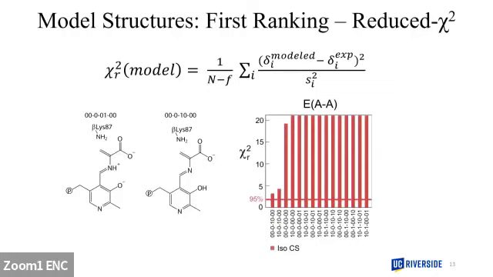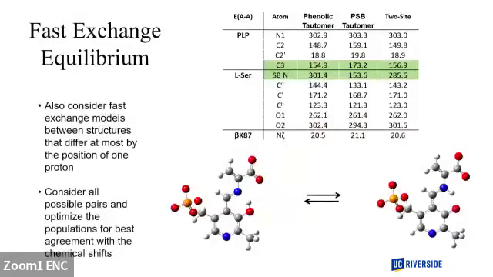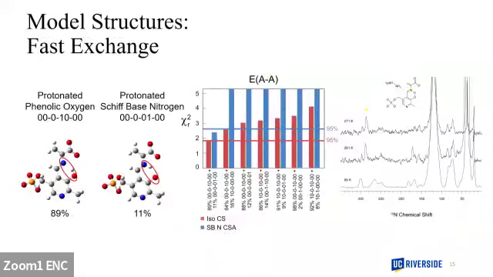For this, we keep in mind that the shift base is temperature dependent. And so motivated by this temperature dependence, we consider fast exchange equilibrium models between models that differ at most by the position of one proton. We do this in an unbiased way, so we form all possible pairs and optimize the populations that minimize the chi-square. The predicted chemical shifts now become the population weighted averages of these two models. The population weighted averages are compared to the experimental shifts, and we see that the reduced chi-square are smaller for equilibrium models when compared to single site models.